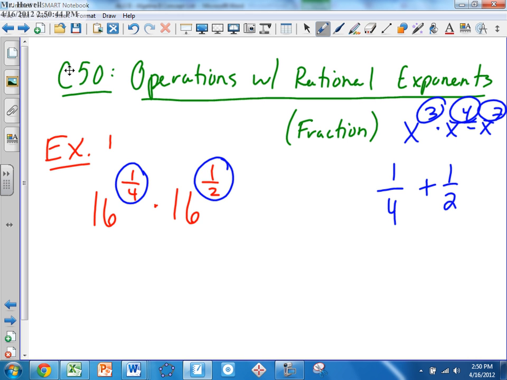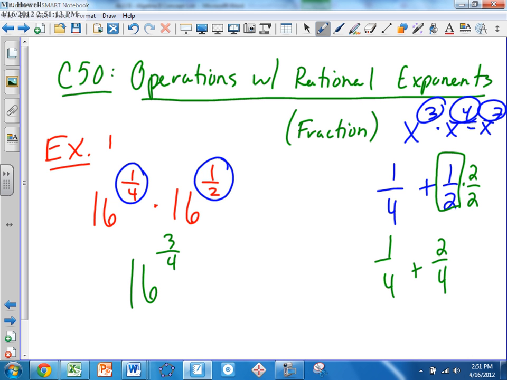Here, how do I add fractions? What do they have to have the same? Same denominator. So shouldn't I multiply this one by 2 over 2? Yeah. Because now this becomes 1/4 plus 2/4. And that makes sense. Because wasn't this a 1/2 before? And isn't 2/4 really a 1/2? I'm just writing it differently. 2/4 and a half, those are identical. What's 1/4 plus 2/4? 3/4. So this answer just becomes 16 to the 3/4.